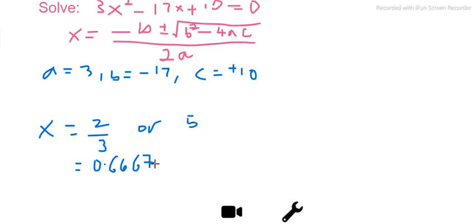Do you get that? So that is for the quadratic formula. In the next video, we'll be considering the completing the square method.